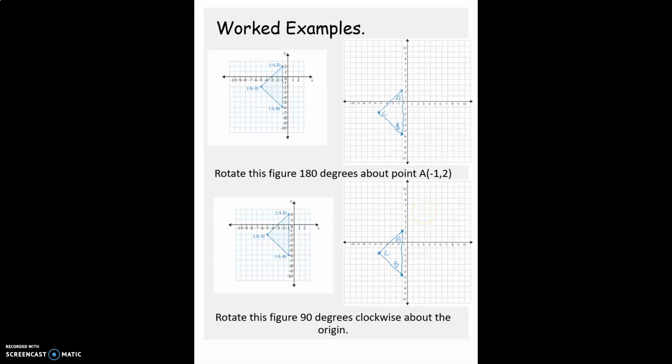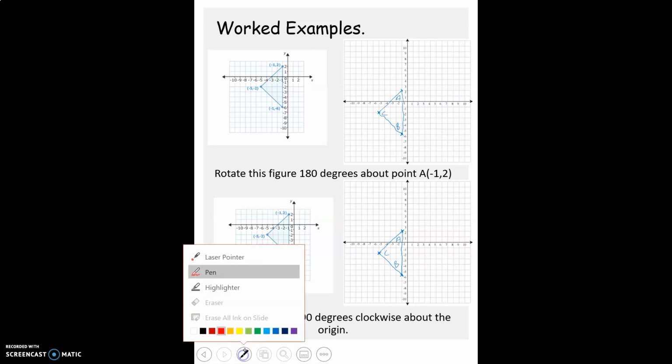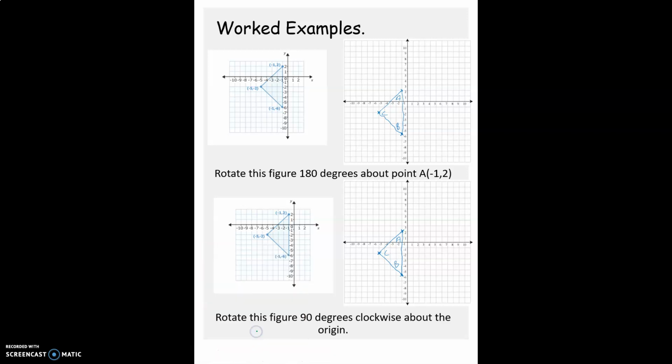Okay guys, so working on a couple of rotation examples now. The first one we've been asked to rotate this figure, I'm going to change the colour of my pen, 180 degrees about point A. So probably the first thing I will do is label my points. There's A, because it's at -1, 2, B down the bottom, and C over here at the apex.